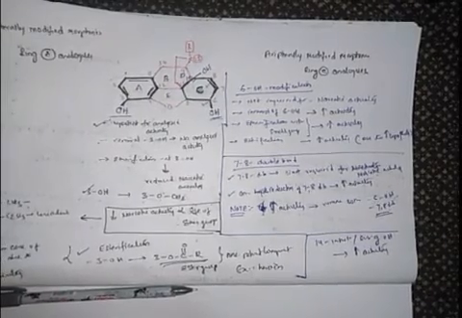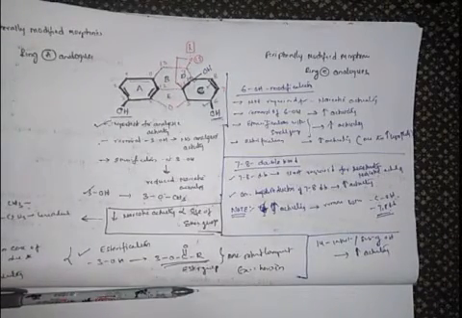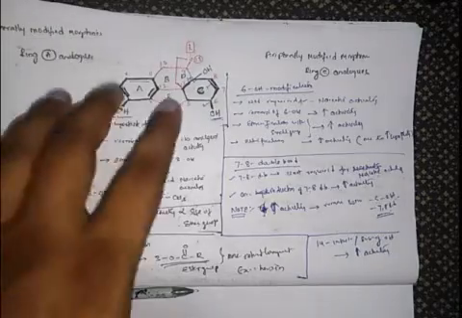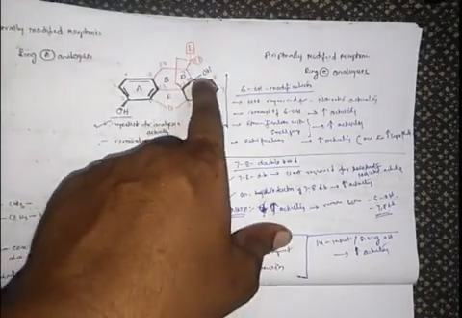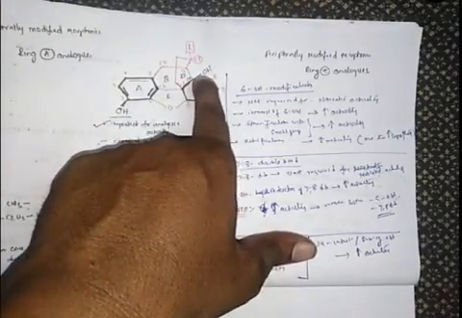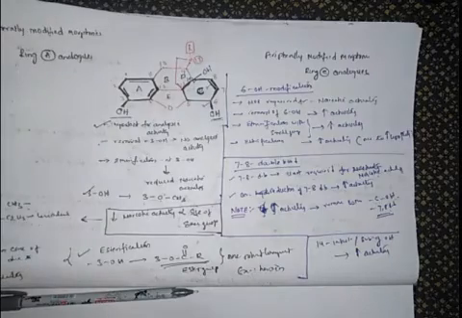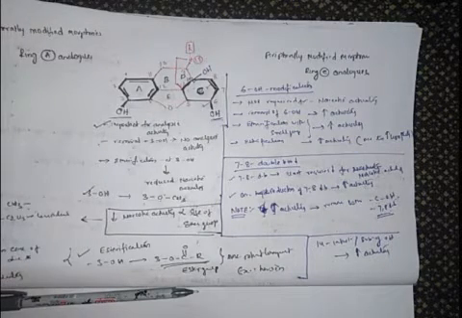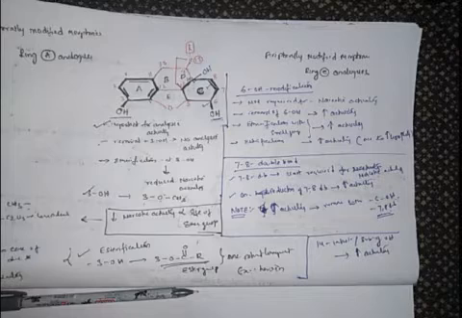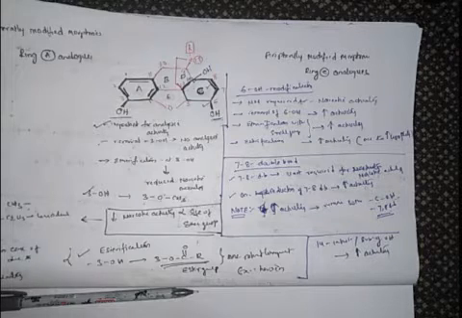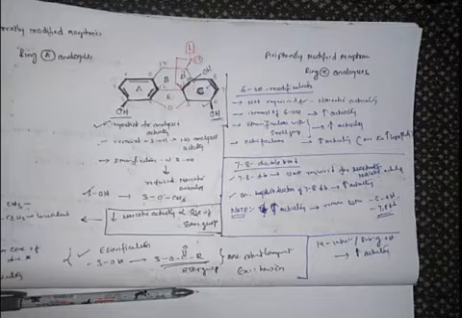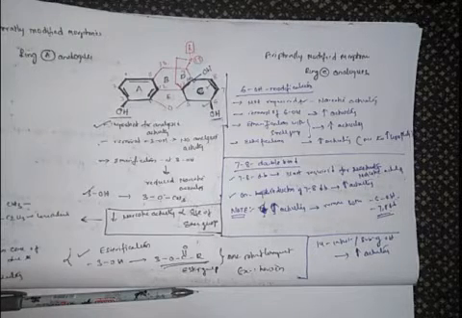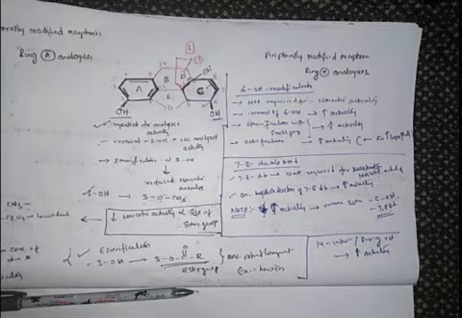These are the possible modifications at ring C, and if you want a more active compound, it is also suggested to introduce an OH group at the 14th position, which gives enhanced activity. These are the possible modifications we can make at the ring A and ring C analogs. This is about the SAR of these two rings.